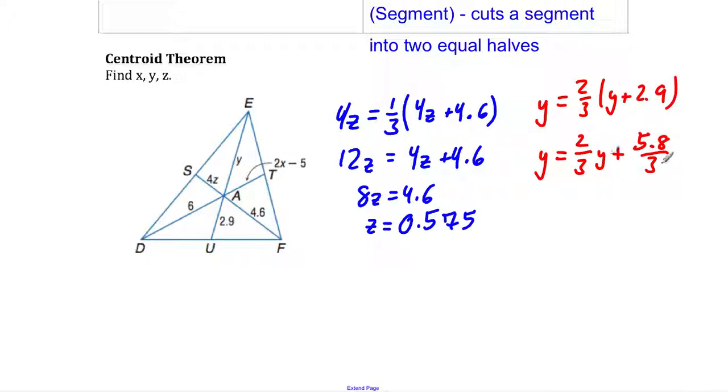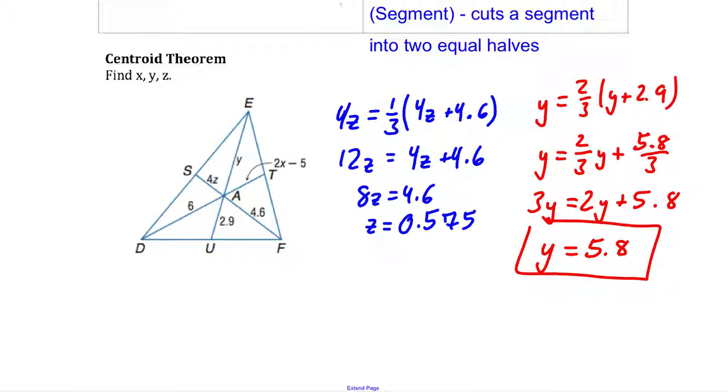I don't like fractions, so I can multiply everything by 3. So I get 3y is equal to 2y plus 5.8. If I multiply each term by 3, the denominators cancel. I can subtract 2y from both sides, and I get that y is equal to 5.8. I like to put little boxes around my answers so I know what they are.